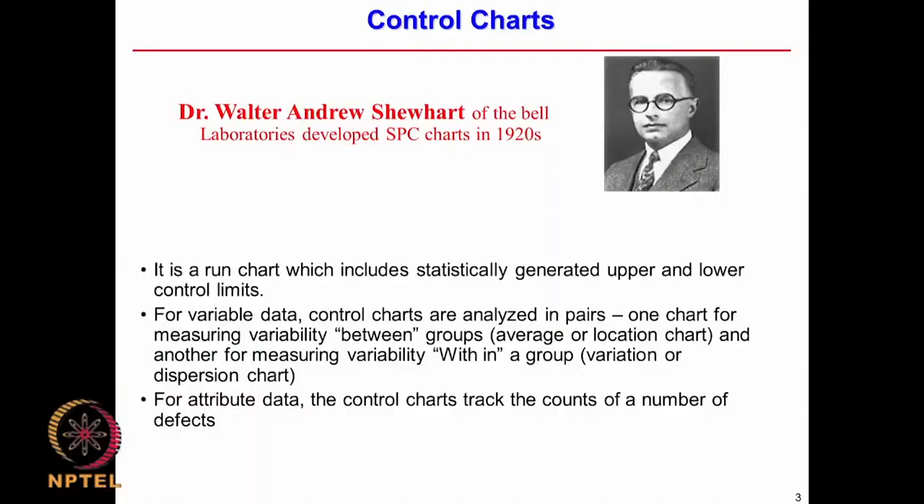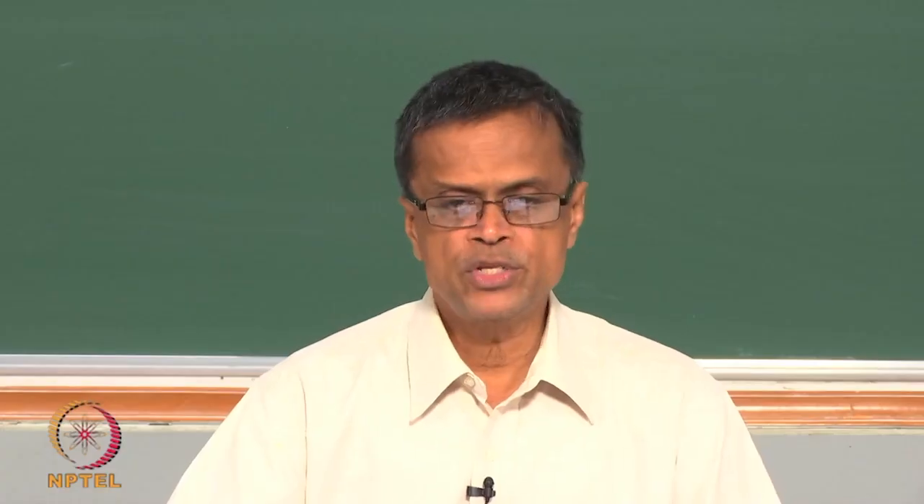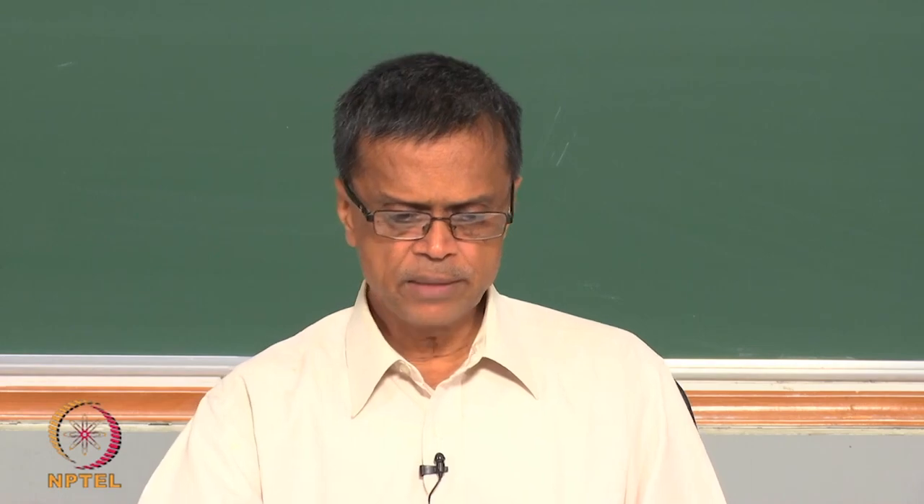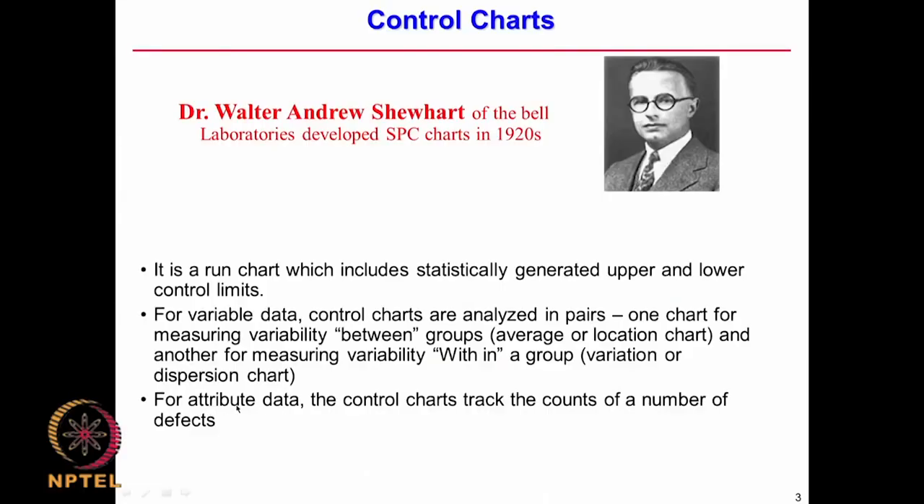If tomorrow I am getting a 10 and 10.3, the average will be 10.15 and the variability will be 0.3. Like that I keep plotting. For attribute data, it is yes, no and that sort of thing.